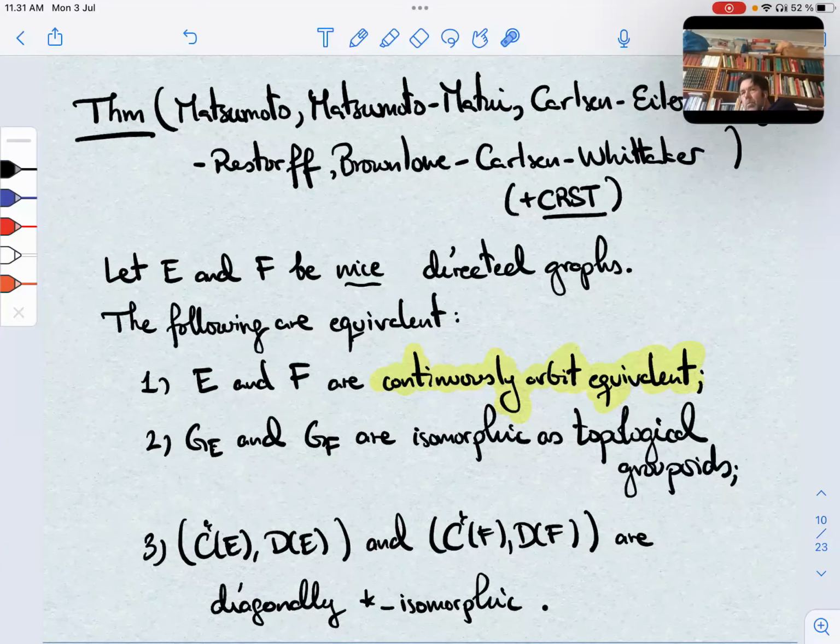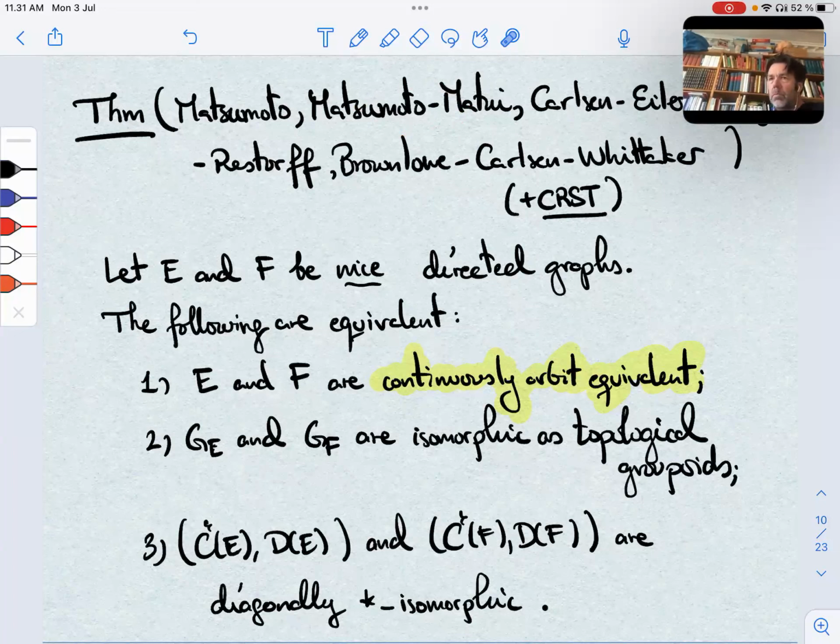And I should say that Matsumoto was the one who came up with this notion of continuous orbit equivalence. He did not use groupoids. He went straight to C-star algebras. Matsumoto and Matsui had a very nice paper where they explained this and also explained the stabilized version relating to flow equivalence. So I wanted to mention that.